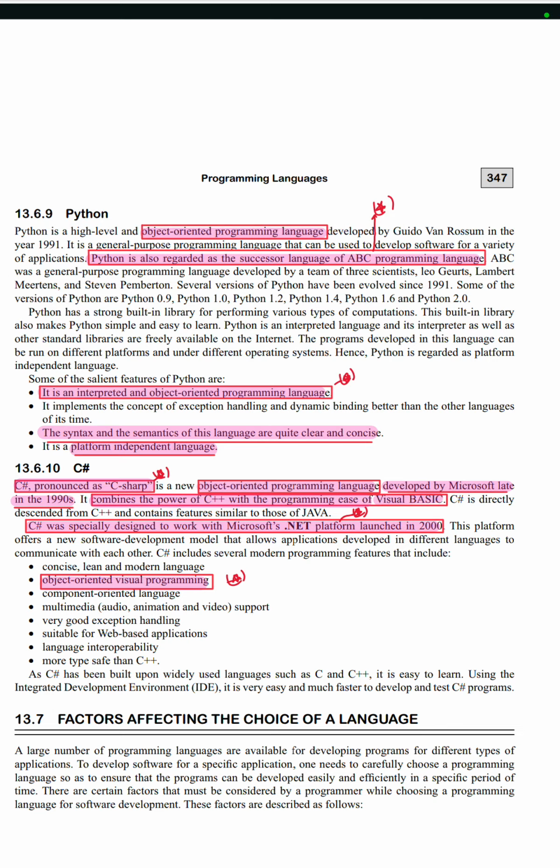C#, pronounced as C sharp, is a new object oriented programming language developed by Microsoft late in the 1990s. It combines the power of C++ with the programming ease of Visual Basic. C# was specially designed to work with Microsoft's .NET platform launched in 2000. It is object oriented visual programming.